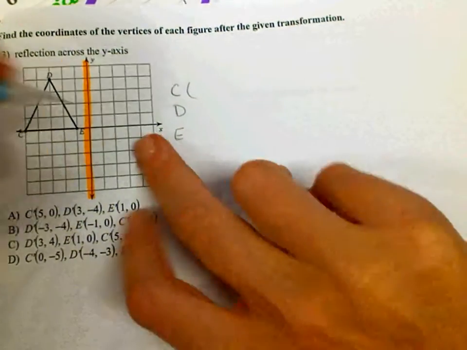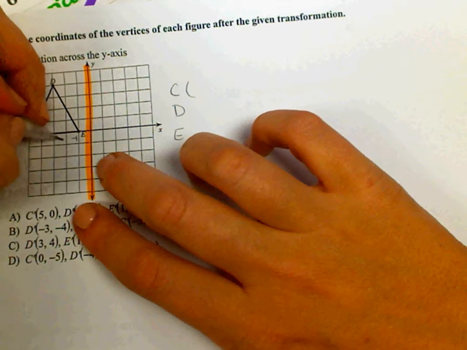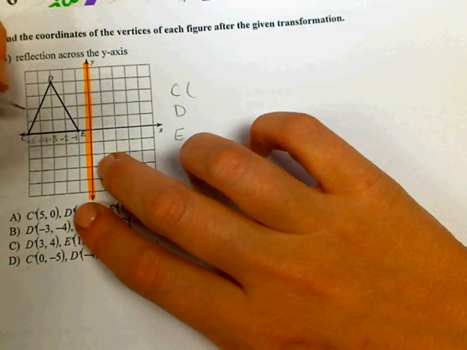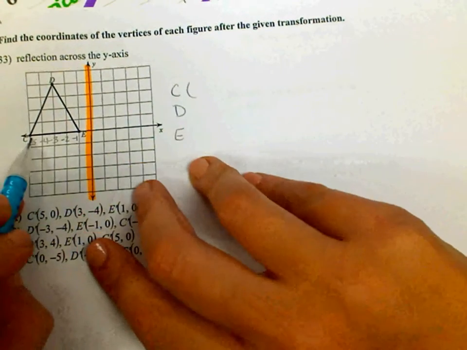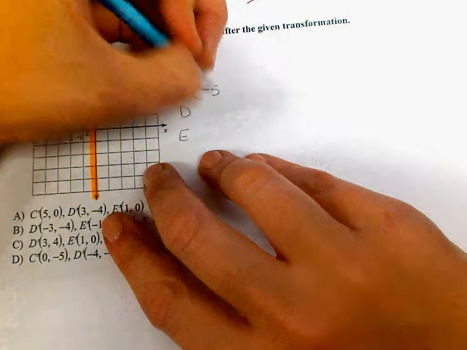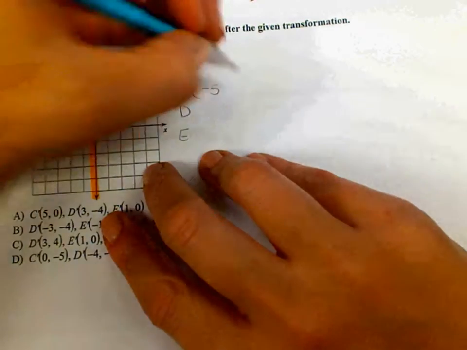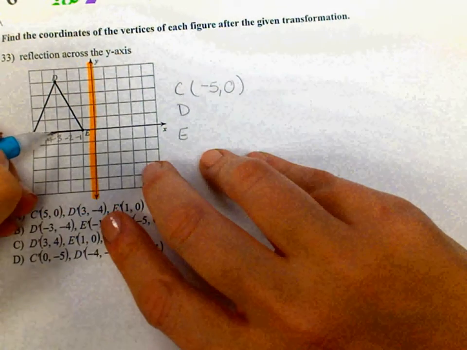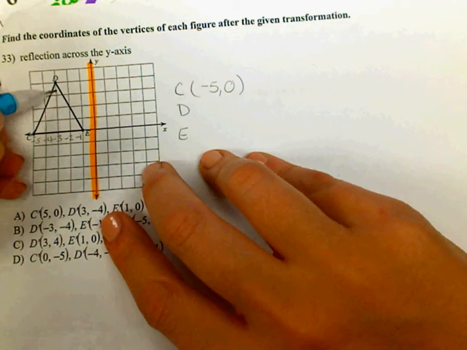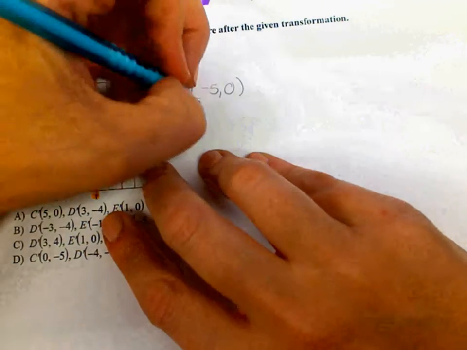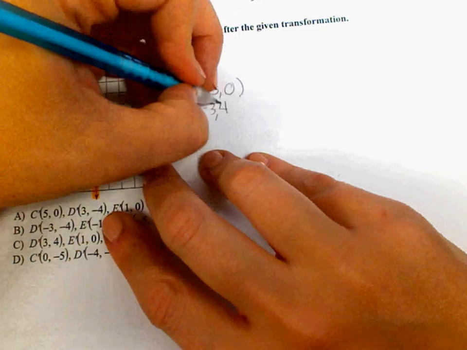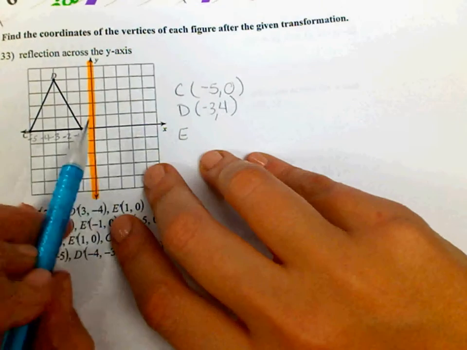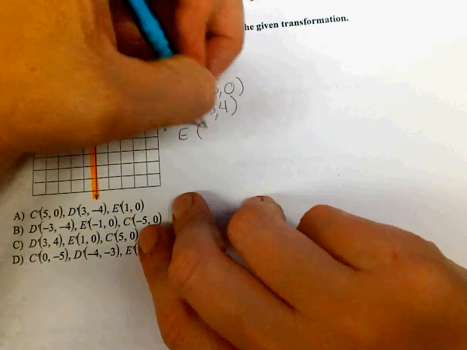Okay, for C, it's not labeled on your graph. You can draw the numbers if you want. -2, -3, -4, -5. So the x value is -5, and the y value is 0. So the second number is 0. D is -3, +4. And E is at the x coordinate -1, y coordinate 0. Be careful with those.